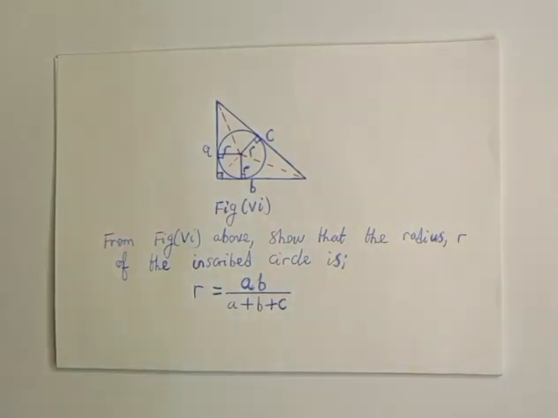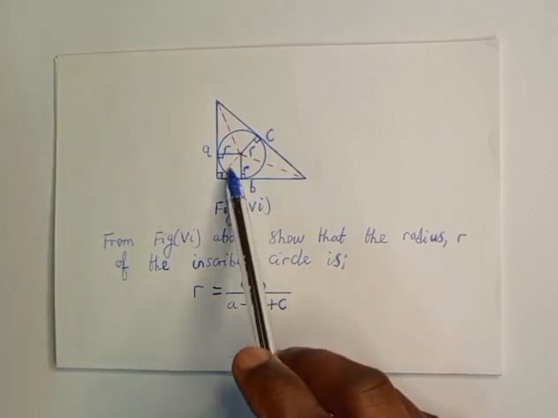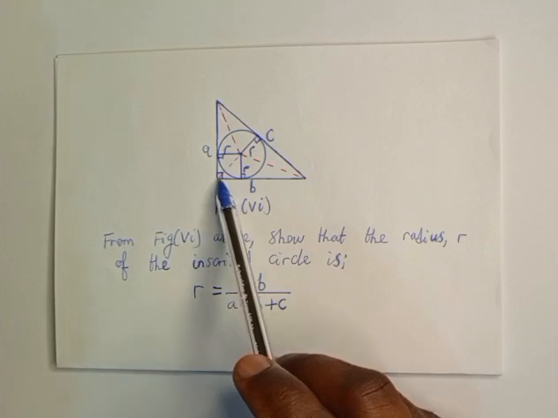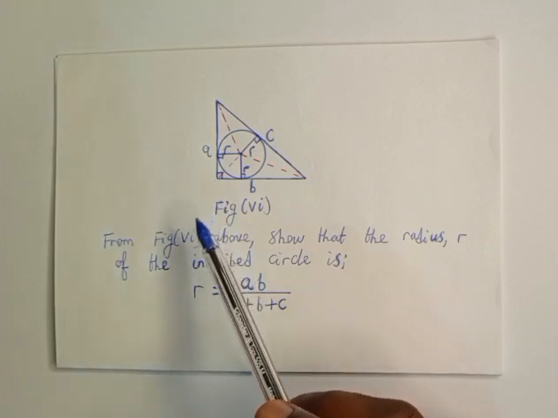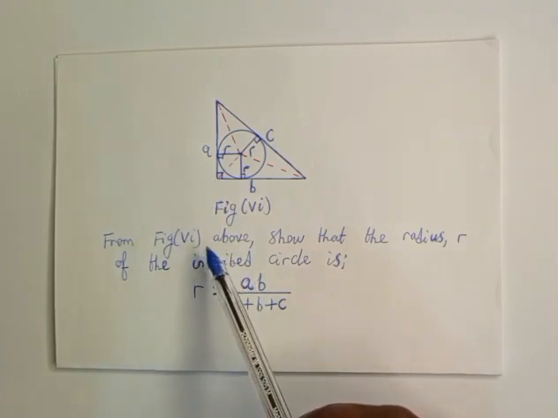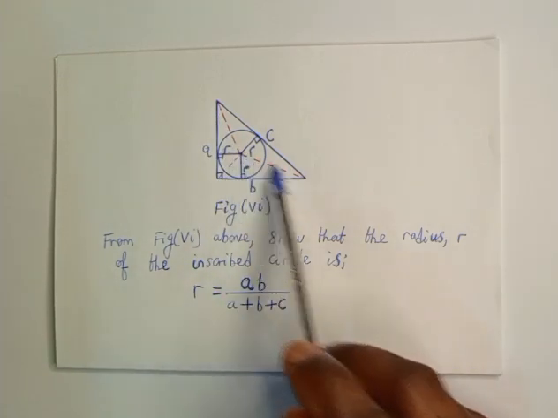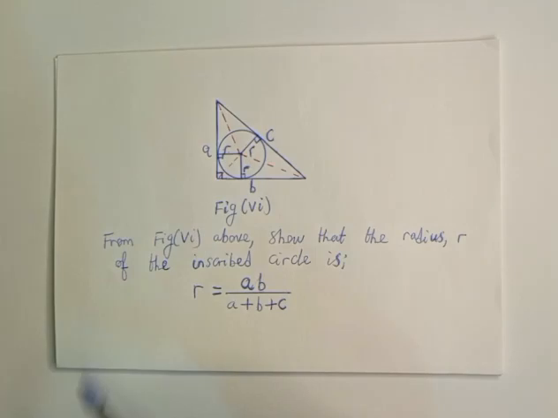For us to easily show that r is equal to this, we are going to make use of the fact that the area of this right angled triangle is equal to the sum of the areas of these three triangles, 1, 2, and 3. Remember, the area of a triangle is given by a half base times height.